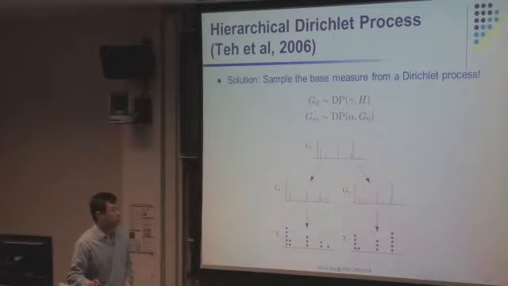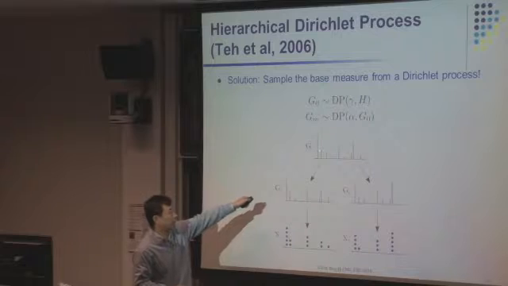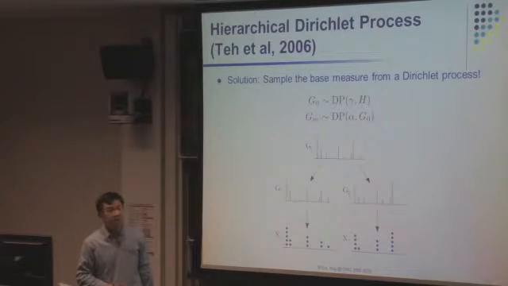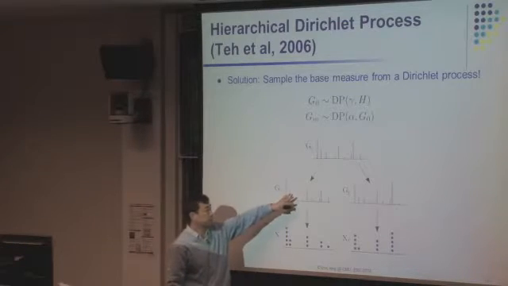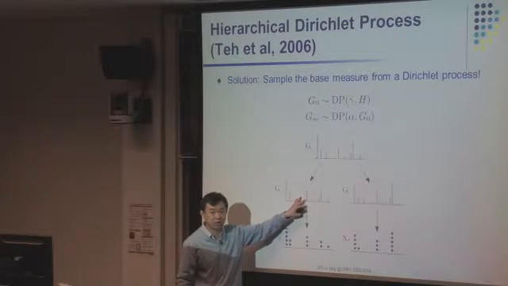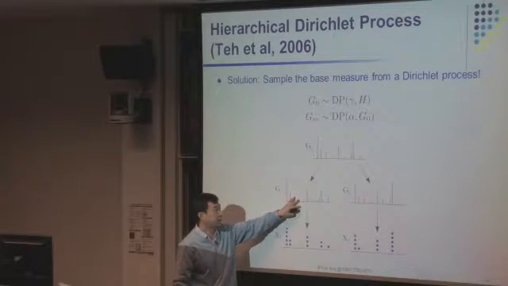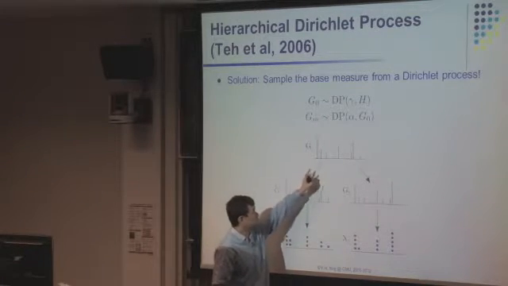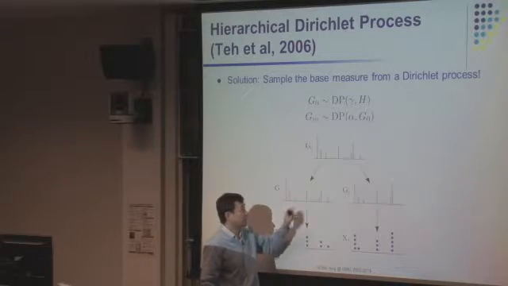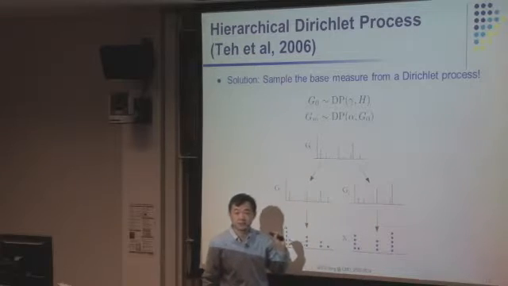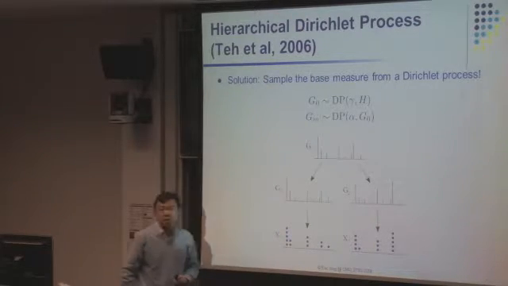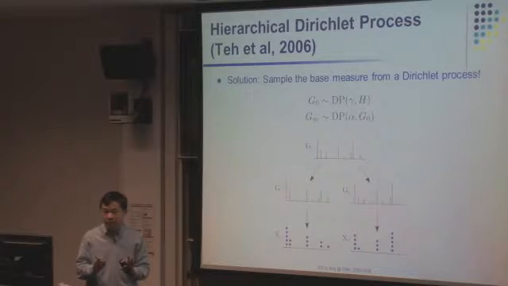And here is a graphical illustration. Now my G naught, which is the base measure of a Dirichlet process, is going to lead to a second round of a Dirichlet process. And here it means that the sample in this base measure can actually be reused in both this Dirichlet process and this Dirichlet process. Okay. So has anybody had any questions so far? Do you see the differences?